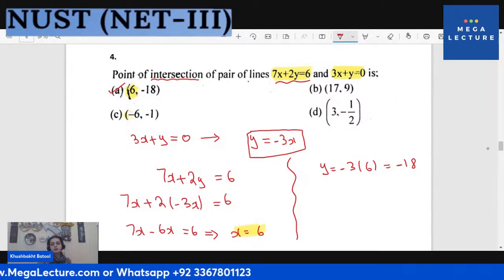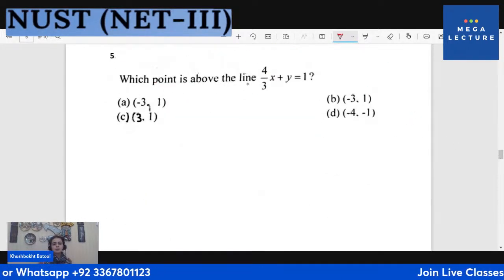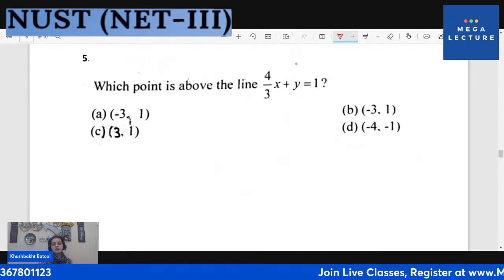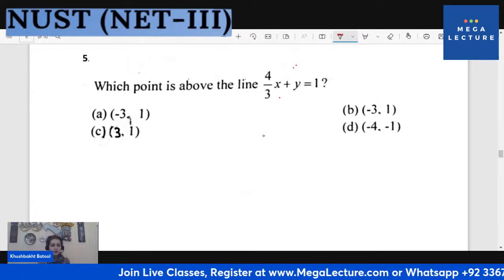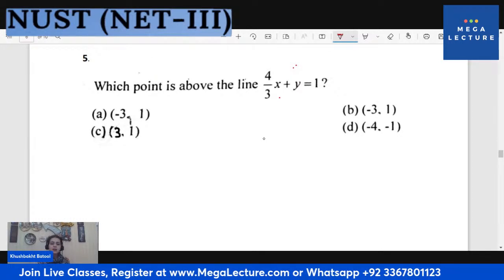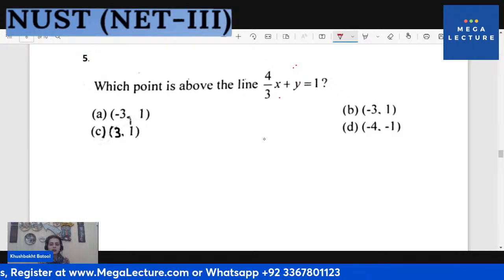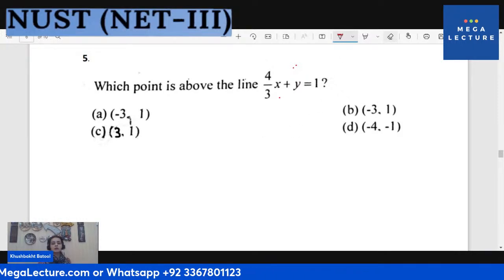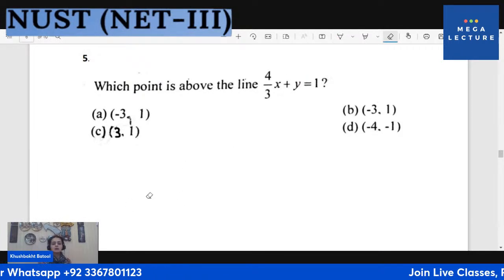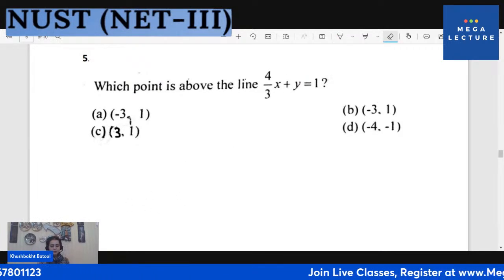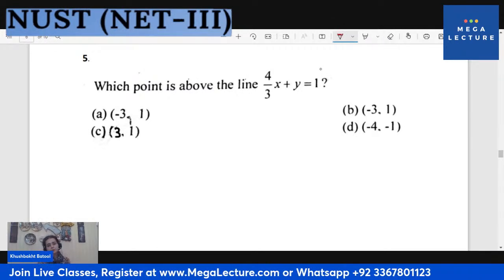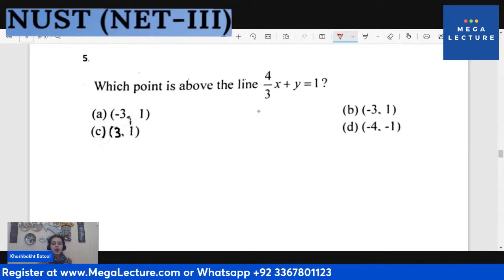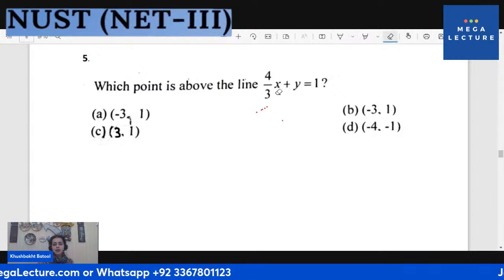Okay, let's talk about the next question. All right, now this is your fifth question and it says, now this is very interesting. Which point is above the line 4/3 x plus y equals 1? Now you are interested in finding out a point that is above the given line, right? But how do you determine that? For this, you need to have a basic idea about the line.